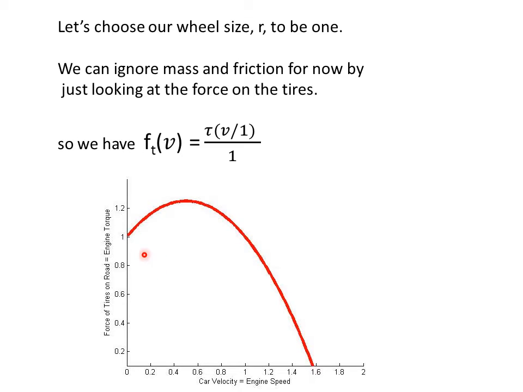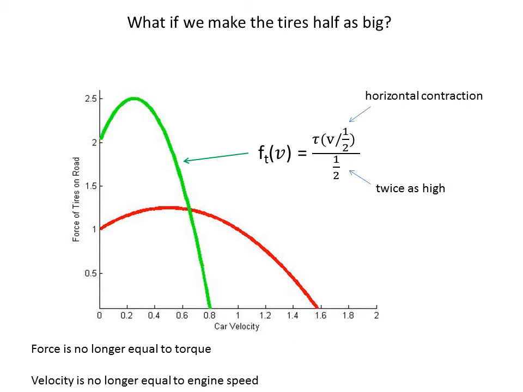So this is our torque curve for our engine, and because we have set our wheel radius equal to 1, our velocity and engine speed are the same, and our force of the tires on the road is the same as the engine torque. But now we're going to change the size of the tires, and then these two functions will no longer be the same thing. So first thing we're going to do, we're going to try to make the tires half as big and see what happens.